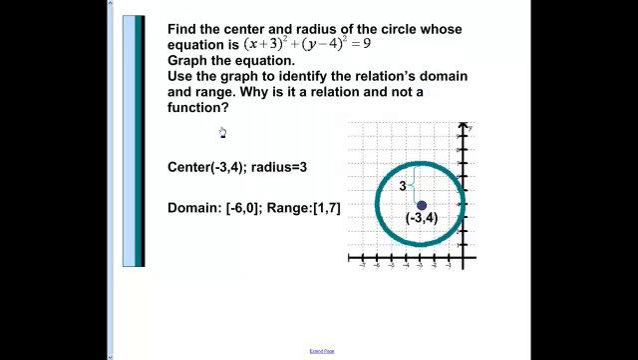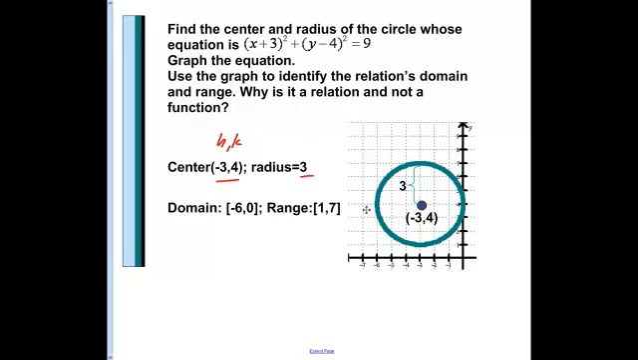Now find the center of the circle whose equation they give us. They want us to graph it, then use the graph to identify the relation's domain and range, and then explain why y is a relation and not a function. So if we look here, we know that the center is going to be the opposite sign of the h value. So this would be (h, k). So it's going to be (-3, 4). And the radius will be the square root of 9, which would be 3.